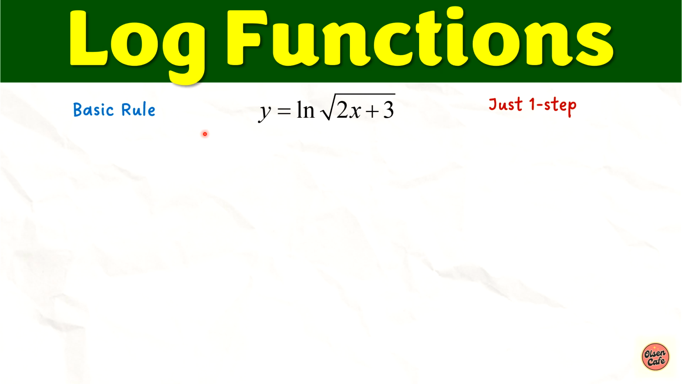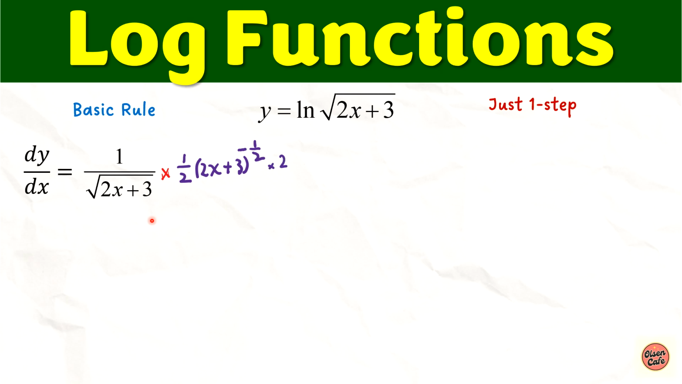To use the basic rule, the derivative will give me the reciprocal, so it's 1 over the square root of 2x plus 3. Then I need to differentiate this term itself, which is the square root of 2x plus 3. To do this, I will need to use chain rule. So this will give me half, and then (2x plus 3) to the power of negative half. Then I differentiate the term inside here. This will give me 2.